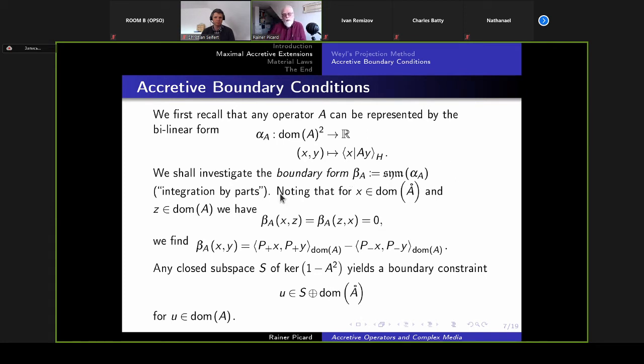So now we note that if one of the factors is in the domain of A circ, then this term here is 0. So that means essentially that working with beta of A in all of domain of A amounts to only using values in this boundary data space, the kernel of 1 minus A squared.